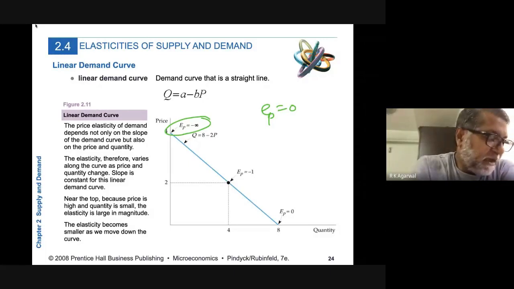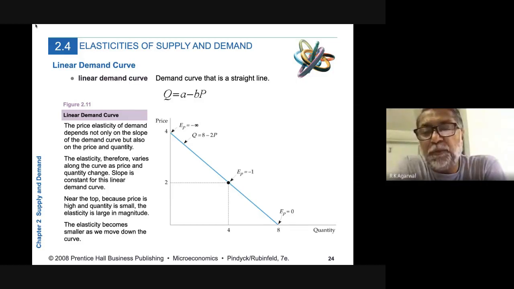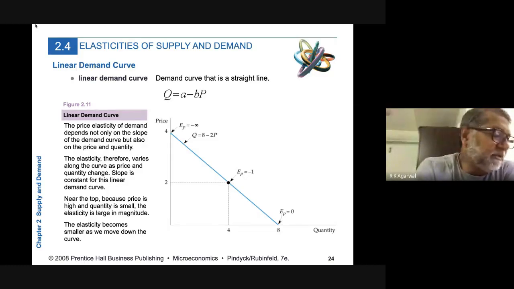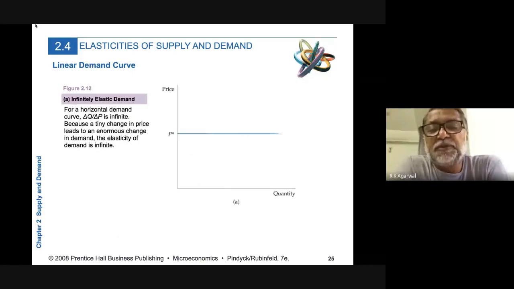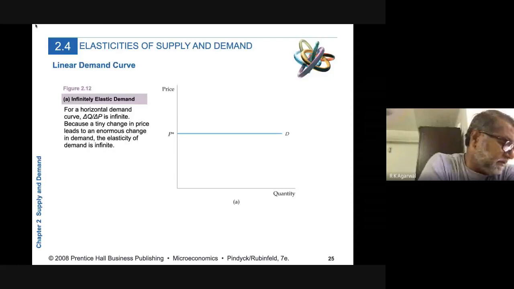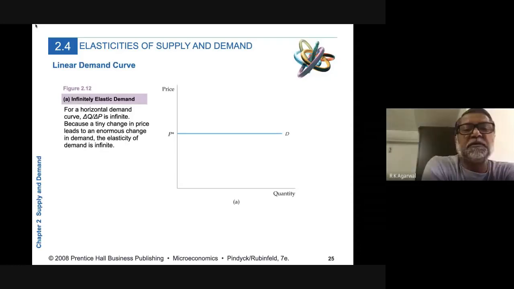If we try to picture it in terms of a demand curve, how will a demand curve with 0 price elasticity look, and how will a demand curve with infinite price elasticity look? This is what we show in the next slide. This particular demand curve is not downward sloping. What kind of demand curve is it? It is a horizontal demand curve, and here elasticity is infinite.